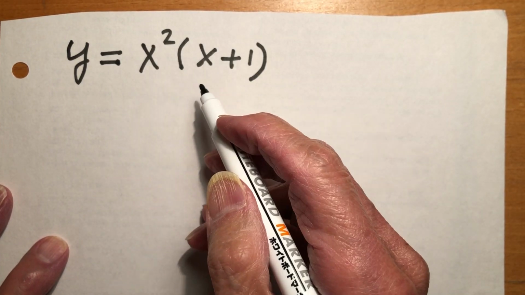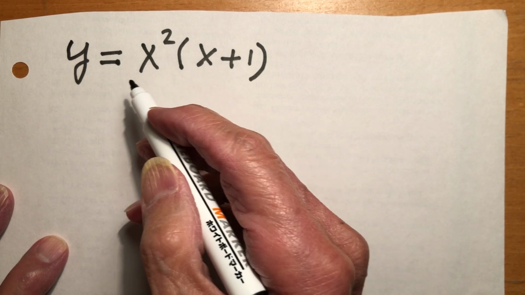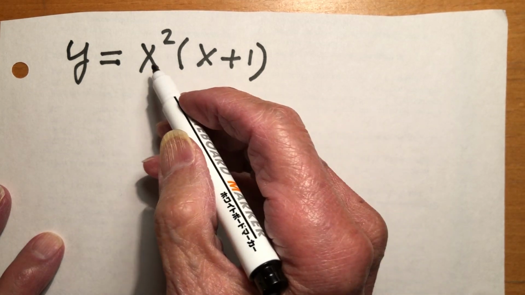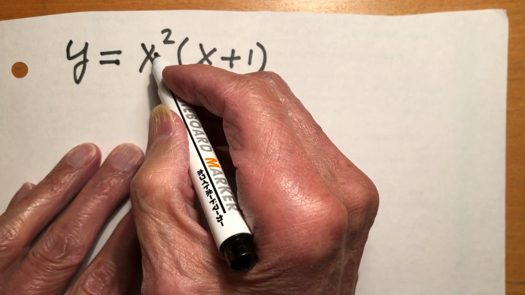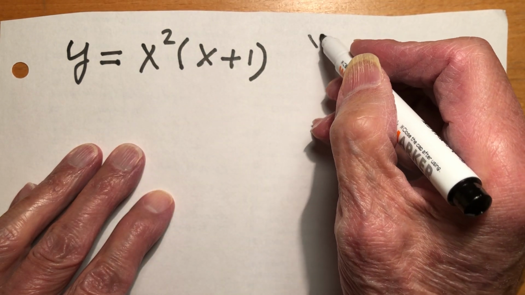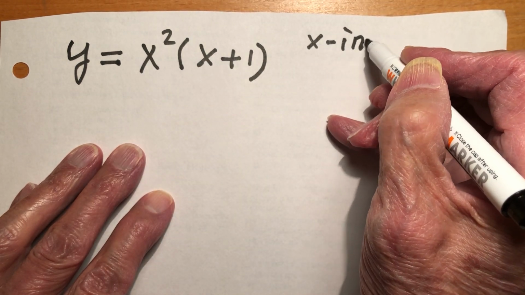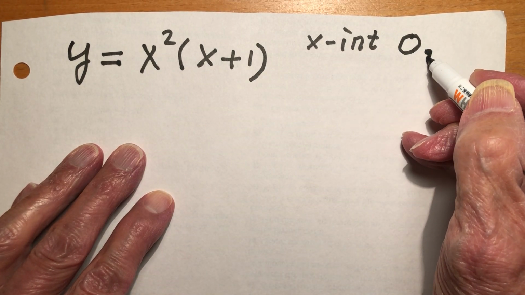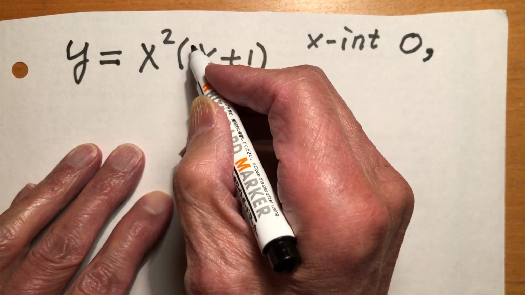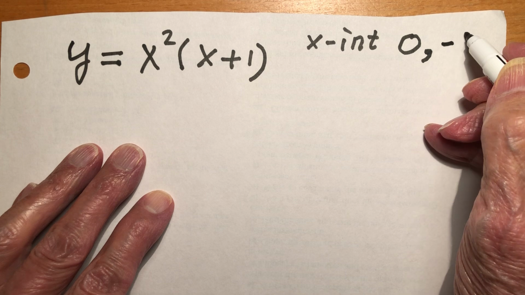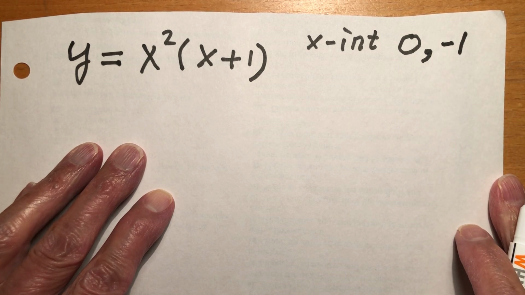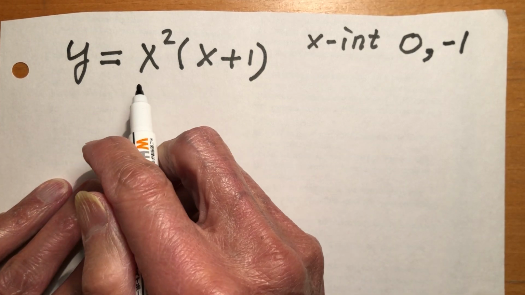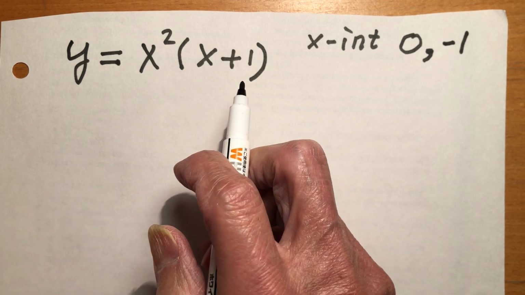Just like what we did for the first example, first we find the x-intercept. The x-intercept is, this is 0. So x-intercept is 0 here. And when this is 0, x-intercept is -1. I only have 2 x-intercepts. This is slightly different from the first example.